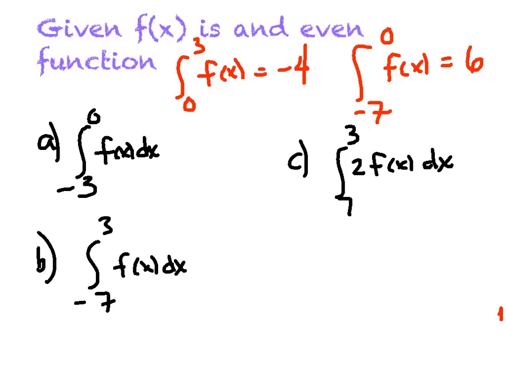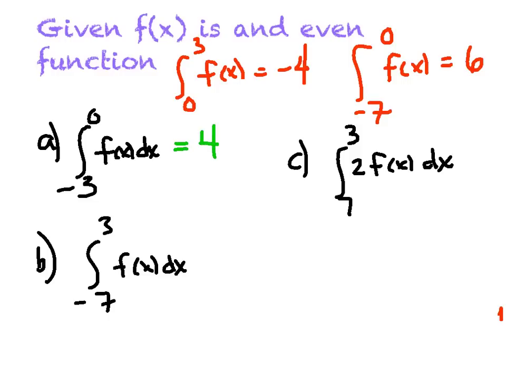Alright, so given f of x is an even function, and we know 0 to 3 of f of x is -4, and -7 to 0 of f of x is 6, we need to evaluate these. So the first one I hope is pretty straightforward. My bounds match 0 to 3, 0 to 3. The only difference is these are opposite because these are backwards. So hopefully you can just pull out a negative and actually make this a +4.